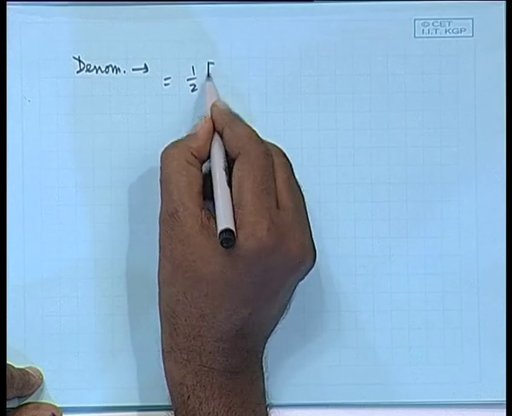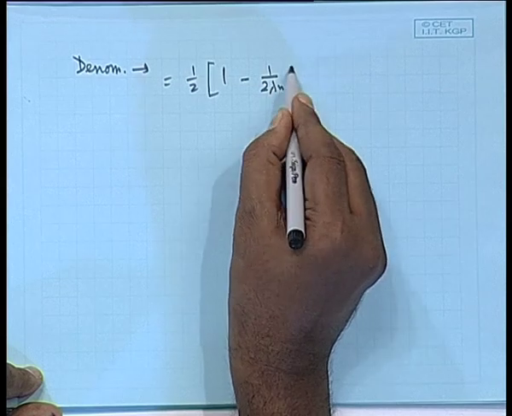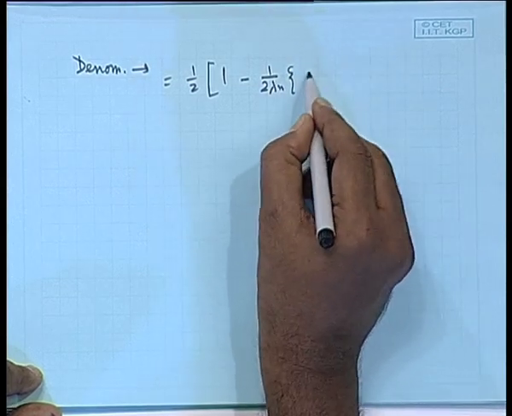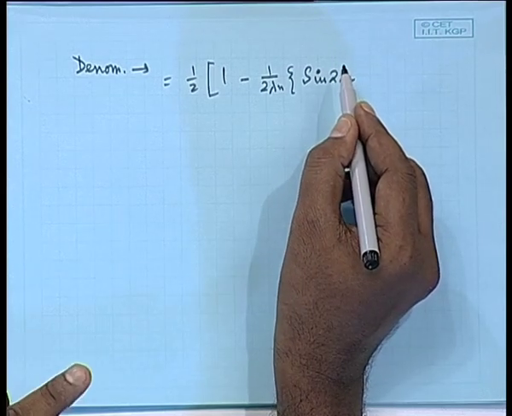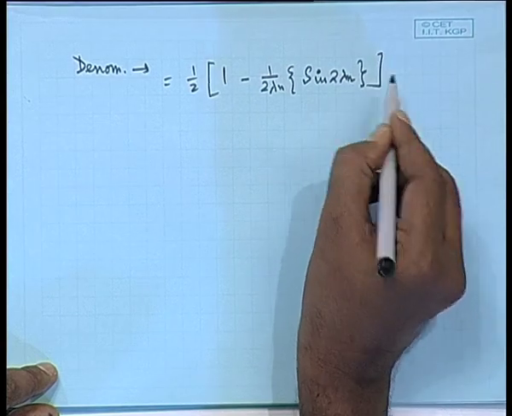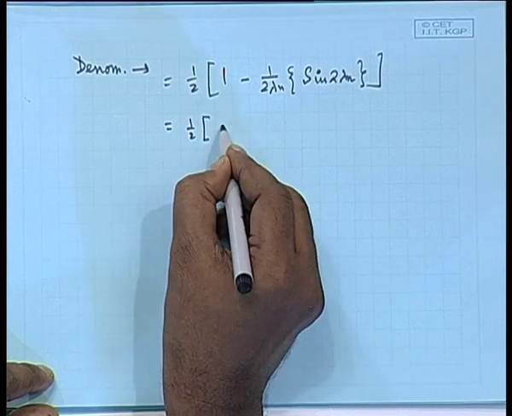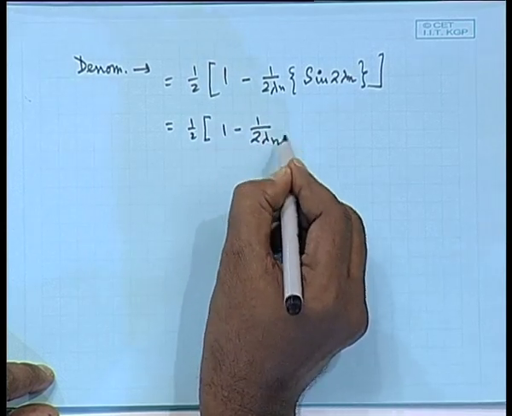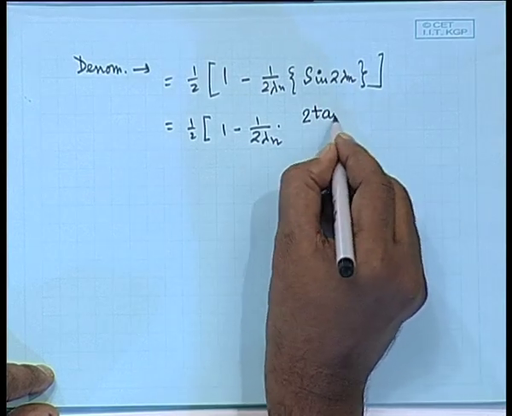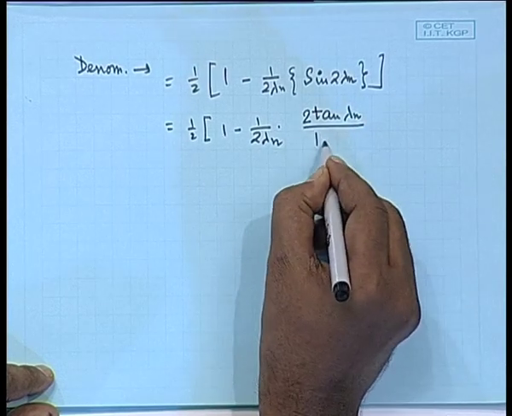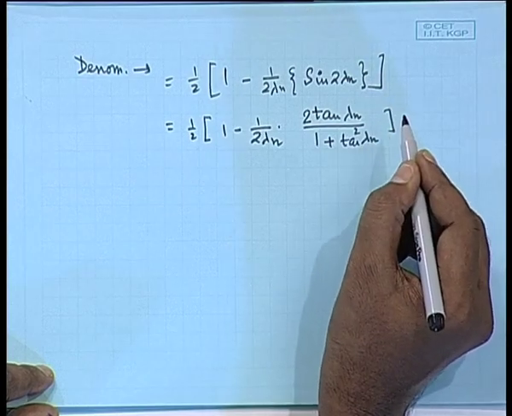This becomes half of 1 minus 1 by 2 lambda n, sine 2 lambda n minus sine 0, which is 0. Now sine 2 lambda n is nothing but 2 tan lambda n divided by 1 plus tan square lambda n, right.